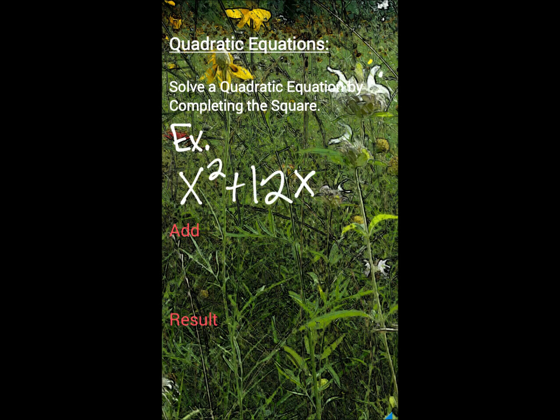Another example is x squared plus 12x. We take 1/2 of 12, which is 6, and 6 squared is 36, so we add 36, and we take that 6, and we have x plus 6 squared.